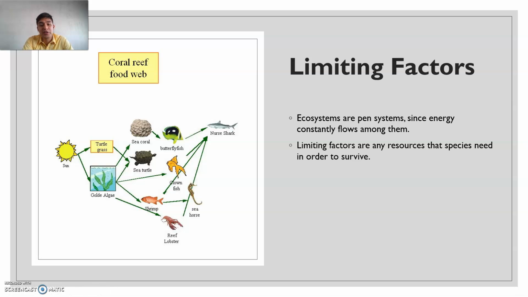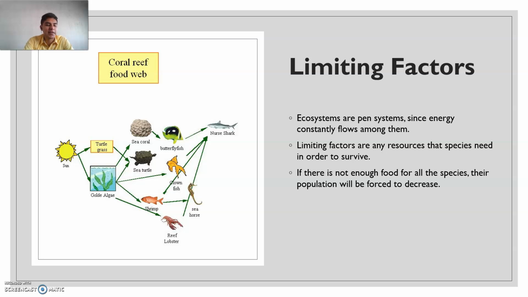Limiting factors are any resources that a species needs in order to survive. Basically, food and water. Those are the limiting factors. If there is not enough food for all the species, their population will be forced to decrease. And let's say that there is enough food for 10 elephants, but then the food resources are taken away from them. And instead of having enough food for 10 elephants, there is only enough food for 5 elephants. What's going to happen then? Then, of course, 5 of them will have to die in order for the rest of the species to survive.